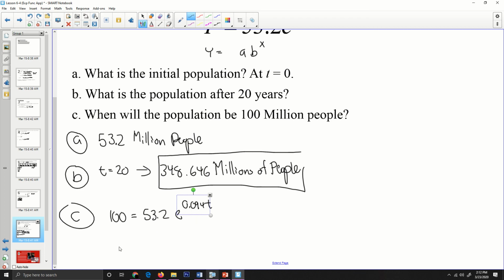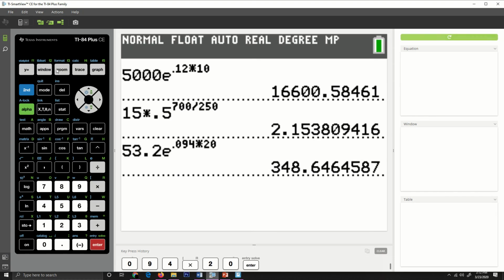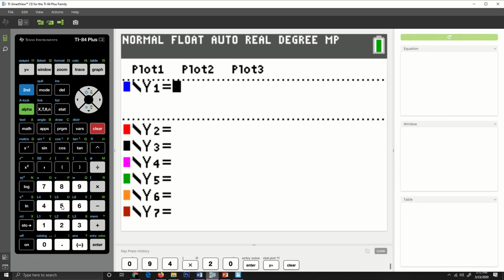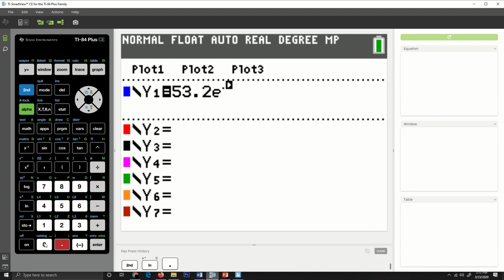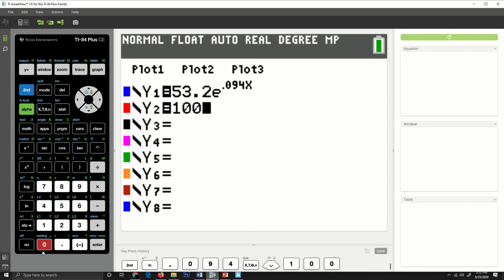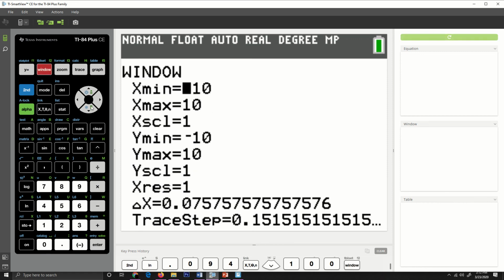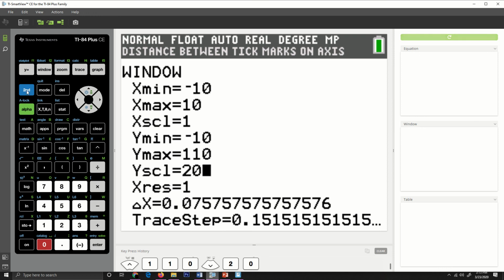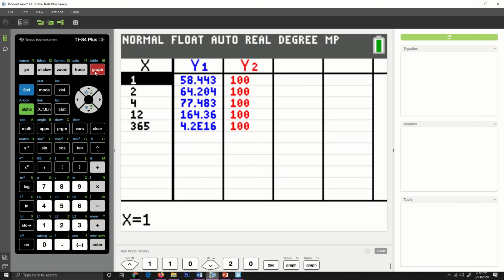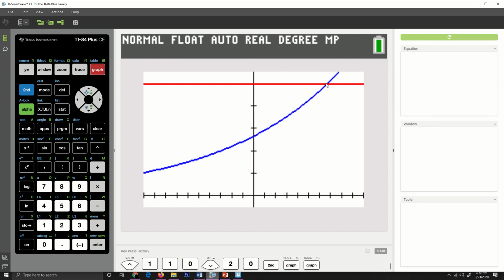But since we've got our graphing calculator and we've already got some of this stuff done, here's what I suggest we do. We can go to our y equals, clear this stuff out, go 53.2, go second e to the 0.094x, and then in that second column, let's go 100, and then change the window so the y values is over 100, because if you don't have it over 100, we're never going to see the intersection. So I'm going to go 110, and we'll go by, say, 20s, and then we'll go second graph. Oh, I don't want to go just regular graph. And here we clearly see that intersection.